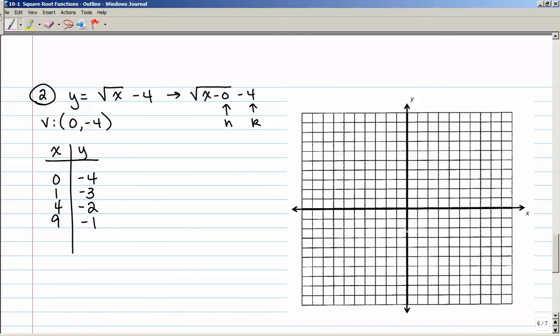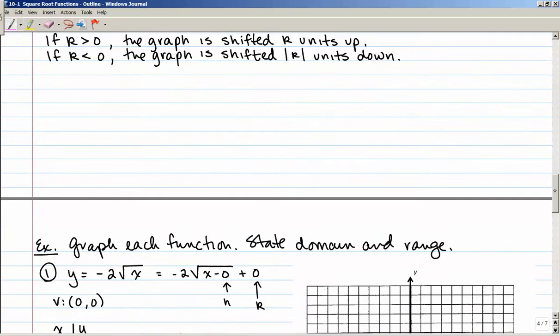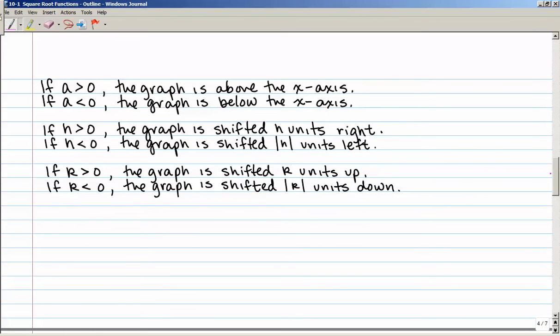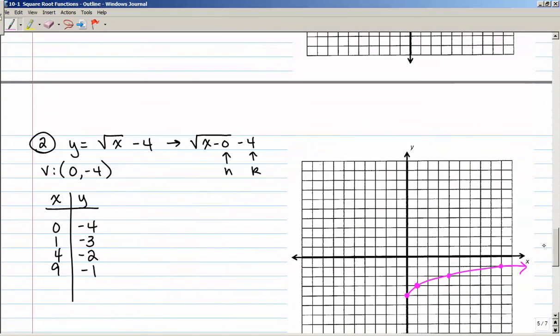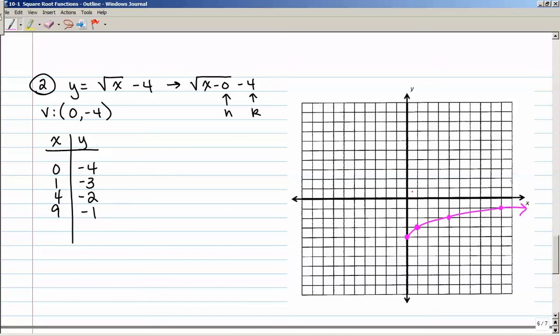So (0, -4), (1, -3), (4, -2), and (9, -1). My vertex is (0, -4), so it starts out and swoops to the right like that. Notice this makes sense, because if we go back to the information I gave you here, if k, and remember my k was -4, if it's a negative number, it's going to be shifted that number of units down. So notice from the parent graph, this is actually the graph y equals square root of x, shifted 4 units down. That's what this -4 out here is doing to it.